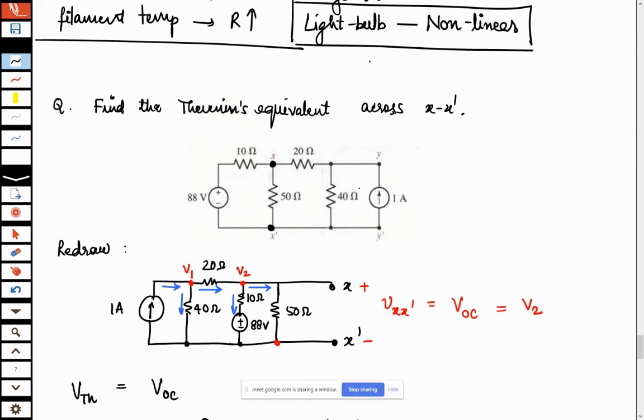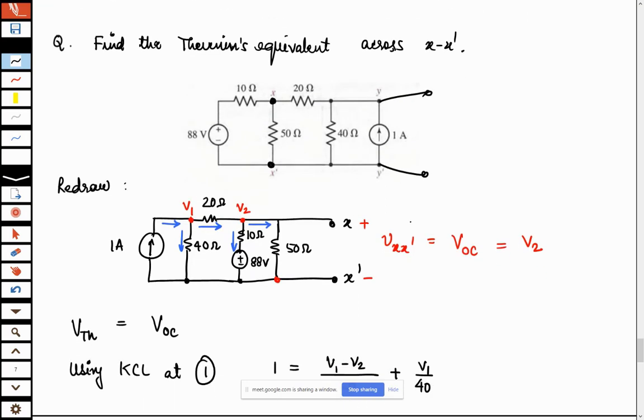Note that in this question it said find across x dash. So now take it as a homework. Find the Thevenin equivalent across y dash. And then check your result, cross check your answer with Falstad. Simulate it on Falstad and see what you get.